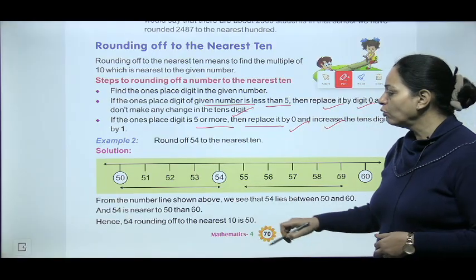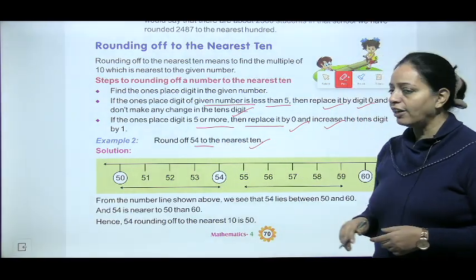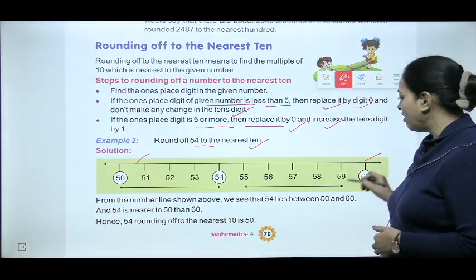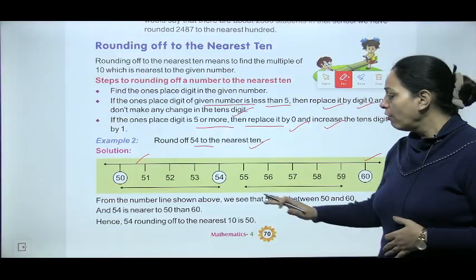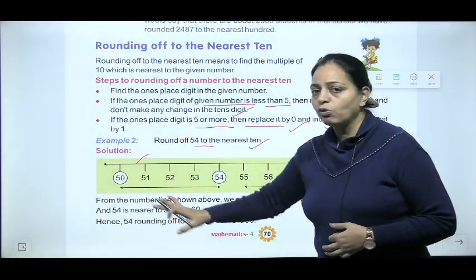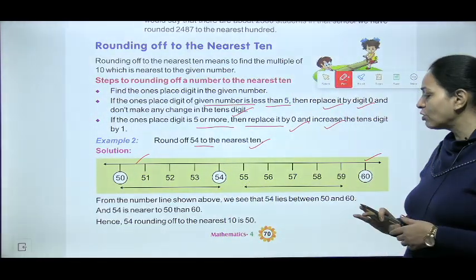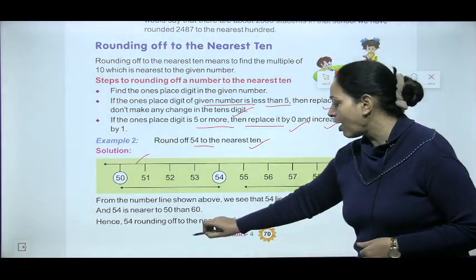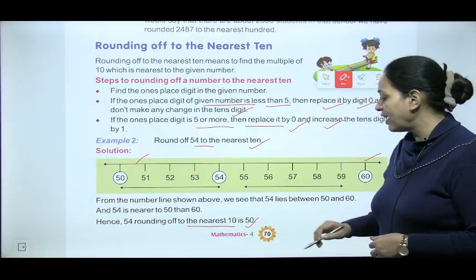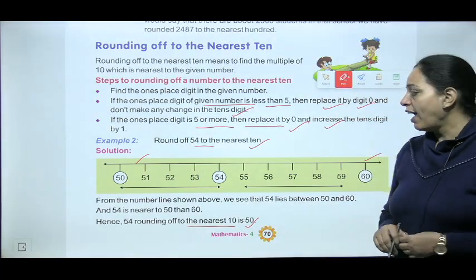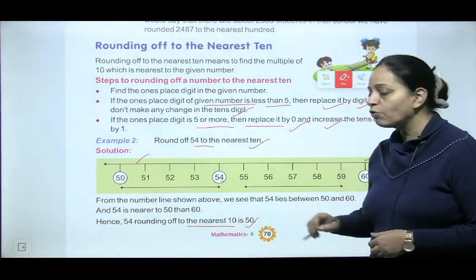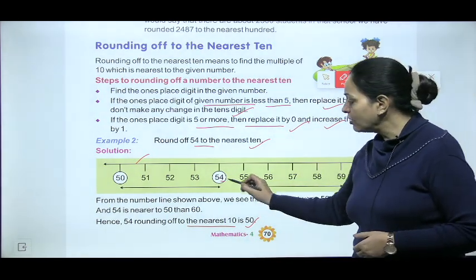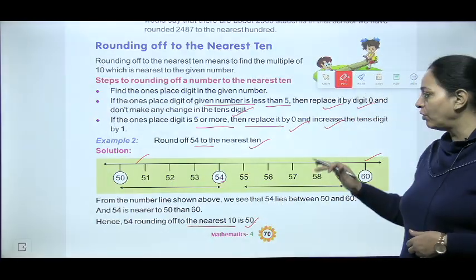See the example, round off 54 to the nearest 10. You know 54 is lying between 50 and 60, and you can see very well 54 is nearer to 50 in comparison to 60. So that's why 54 is rounded off to the nearest 10, that is 50. And you see the ones digit, this is 4, so there is no change in the tens digit. Make it 0. Answer is 50.